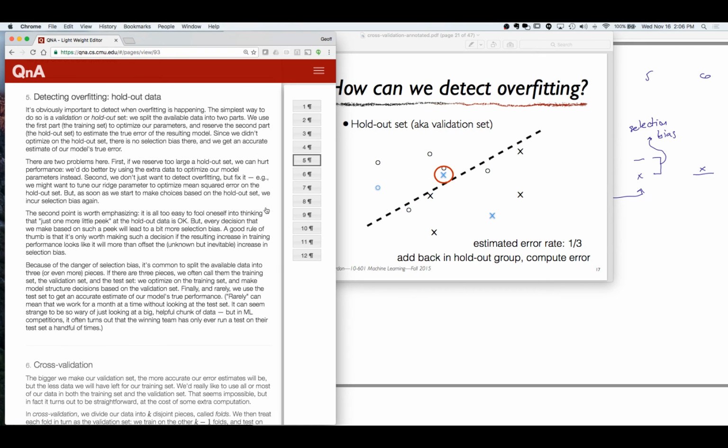And to do that, for example, we might just try a grid of different possible values of lambda and pick the one that has the lowest holdout error. But as soon as we start to try and make choices based on the holdout set, we incur selection bias on the holdout set. And so we're sort of losing the point of having had a holdout set in the first place. And that's really kind of an important point.